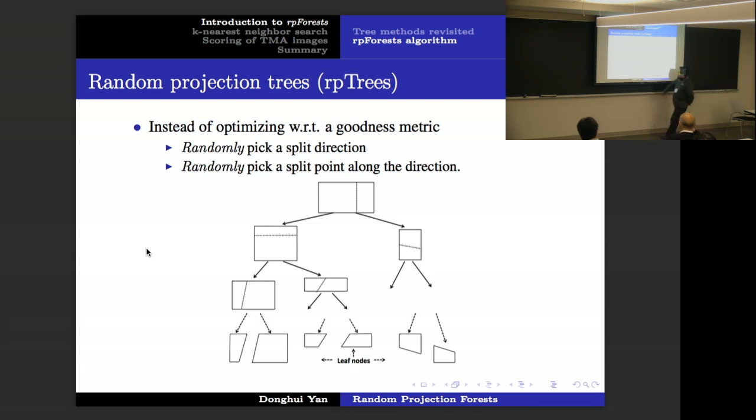So first, it randomly picks a direction to split the data. So this is a random pick of the direction. At this node, for example, it randomly picks another direction, which is this one. So it splits the data into two halves and keeps on going until eventually we end up with those leaf nodes. Okay, so this is the random projection trees.